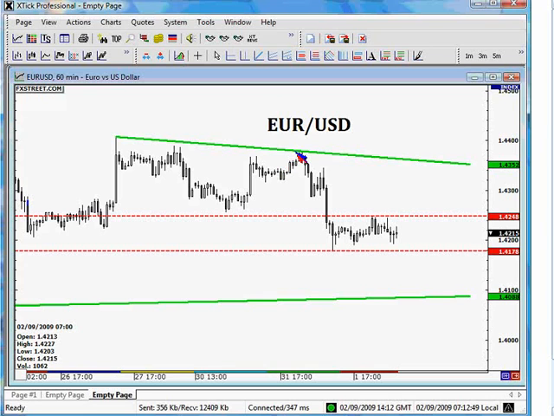Let's go to the 1 minute. You can see that on the 1 minute pound yen, we did see the trade open.